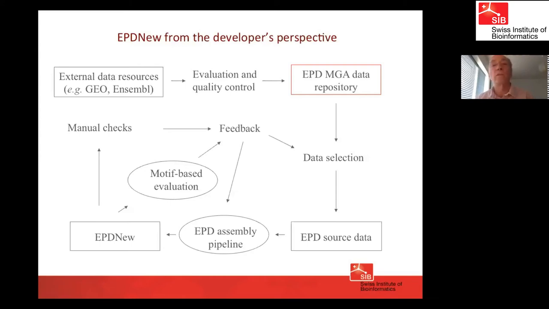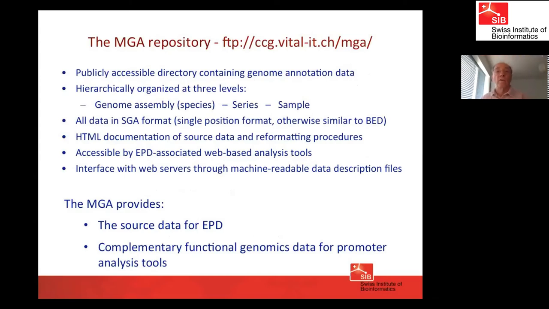So I'm now going to say a little bit more on the elements shown on this slide. The first element is the MGA repository. Joanna already told many things about it, so this may duplicate. First, it is an FTP accessible directory. It is hierarchically organized at 3 levels: genome assembly, series, and samples. All data are in SGA format.